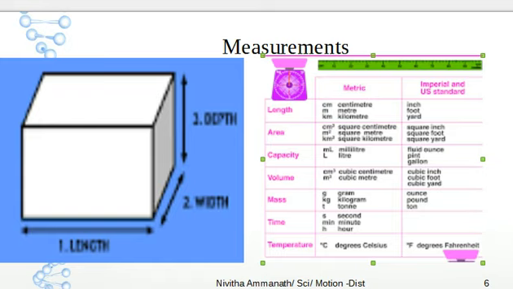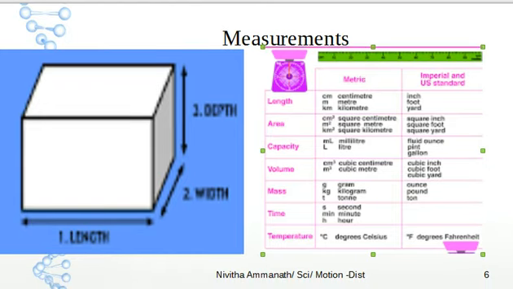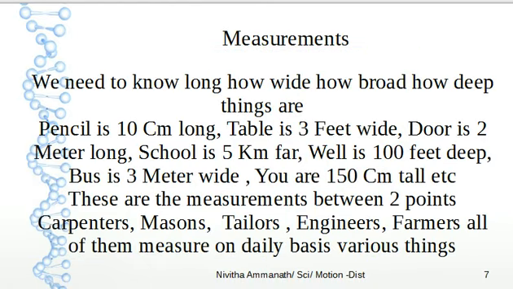Welcome to this video. We were talking about measurements and motion in science. Measurements. If you need to know how long, how wide, how broad or how deep things are, the height or the depth, or the breadth, the width or the length has to be measured. So, if you have to say a pencil is 10 centimeters long, then we need a measuring scale.